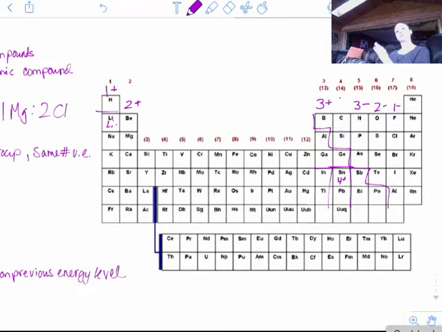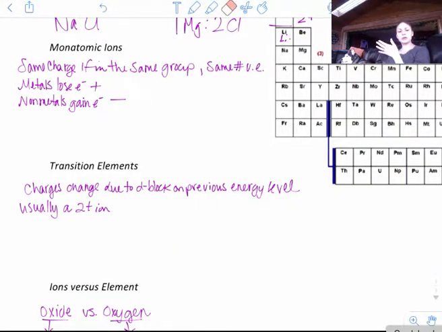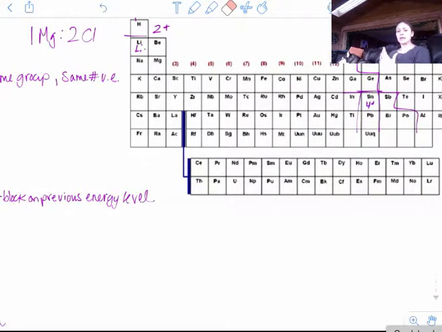It goes 1, 2, 3, with a space, 3, 2, 1. Okay, so we look at transition elements. These are charges that tend to change because their D block is on a previous energy level. So we have a 4s and then a 3d, or a 5s and then a 4d, but the d's usually aren't full, so that's where it gets dicey as to what you count as a valence electron and what you don't. They're usually a 2 plus, sometimes 3, 4, 5, or 6. Like I said earlier, tin and lead are usually 4 or 2.